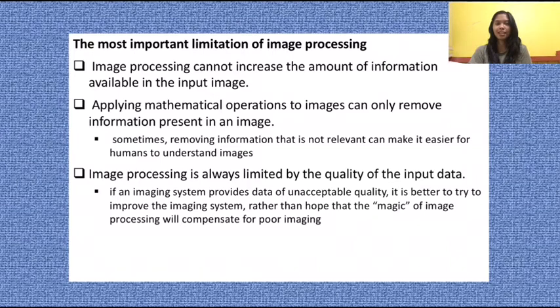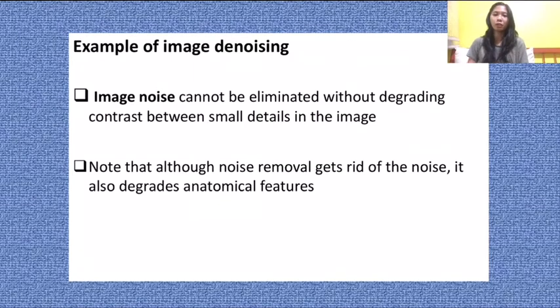Image processing is always limited by the quality of the input data. If an imaging system provides data of unacceptable quality, it is better to try to improve the imaging system rather than hope that the magic of image processing will compensate for poor imaging. Example of image denoising: image noise cannot be eliminated without decreasing contrast between small details in the image. Note that although noise removal gets rid of the noise, it also degrades anatomical features.